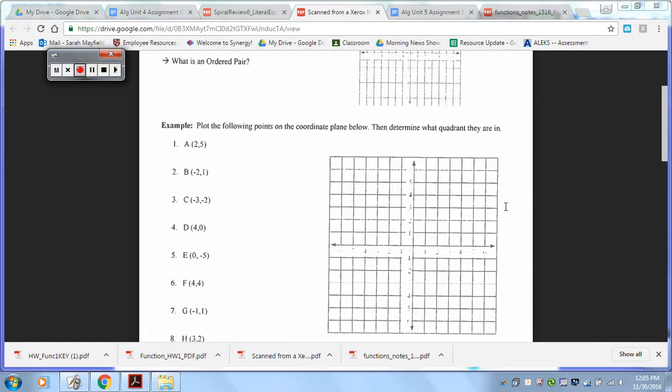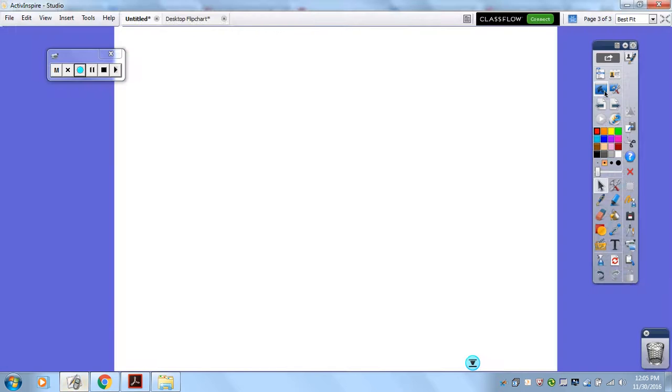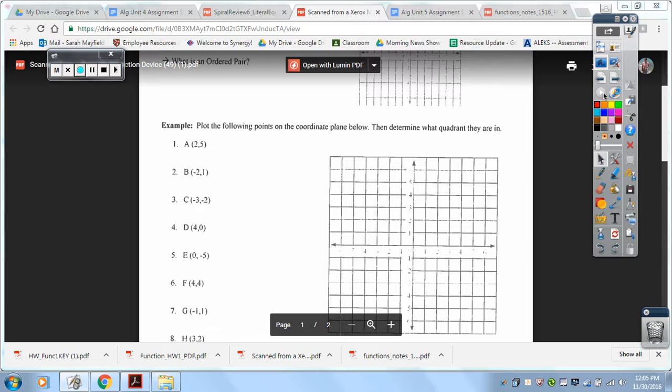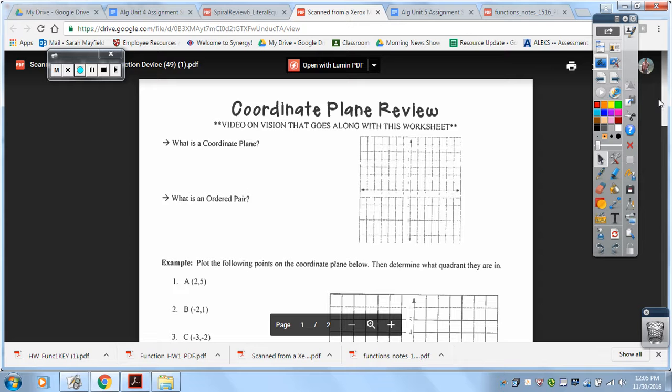So we don't lose time in class, I want to make sure that we're all on the same page. So I'm going to open this real quick. Alright, so last night this piece of paper was your homework. Hopefully you all have remembered how to graph coordinate points on a coordinate plane.